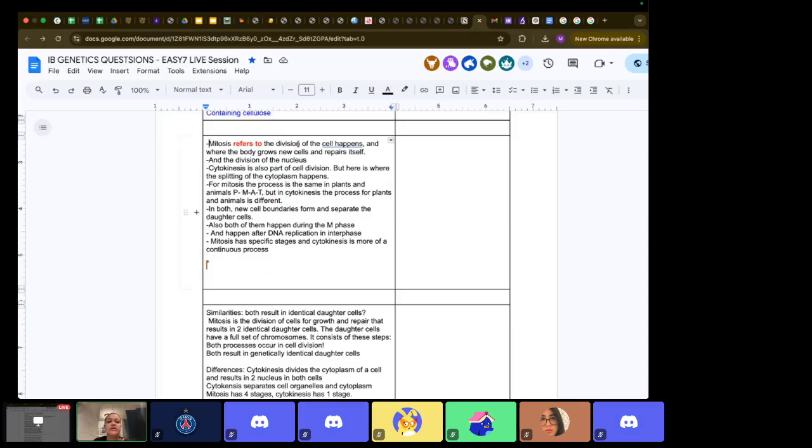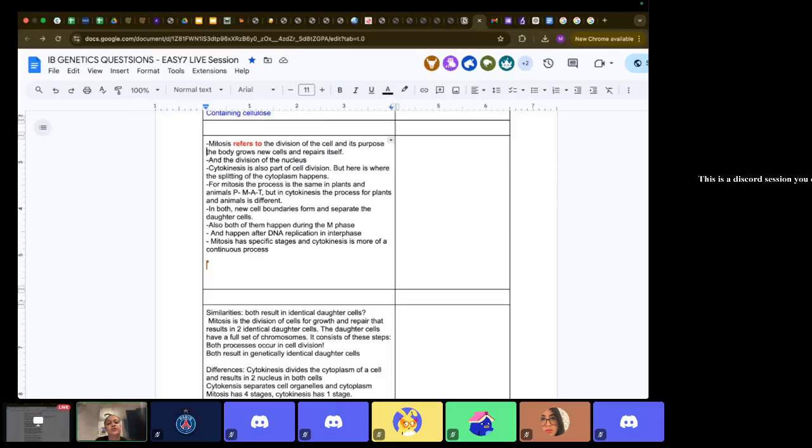So mitosis refers to the division of the cell, and its purpose is to blah blah blah. And it's not "where," because "where" again implies the location. Say its purpose is for cell growth, for the body to grow, and cell repair. Well done.